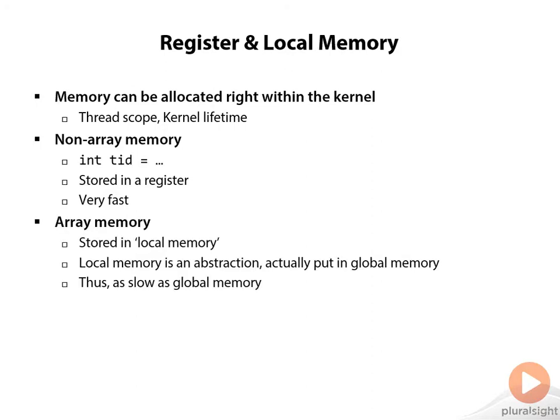However, when you allocate something that's an array, then it's stored in this hypothetical construct called local memory. And now local memory is by itself an abstraction. So things actually get put into global memory or device memory, as we've been calling it. And as a result, this is slow. So the local memory doesn't exist by itself. It's simply a kind of way of saying that even though we're putting something in global memory, it's not in any way becoming accessible to other threads. So that's something to consider when you allocate memory right in the kernel.